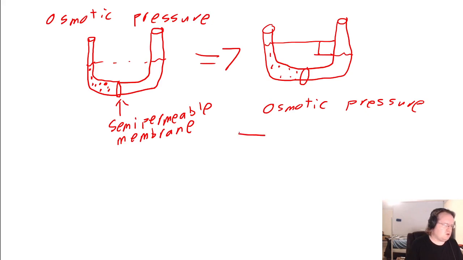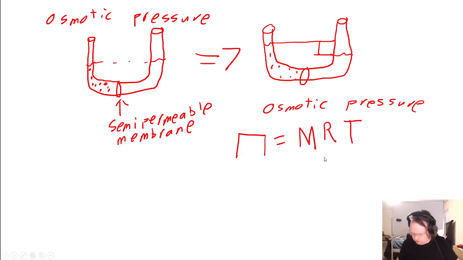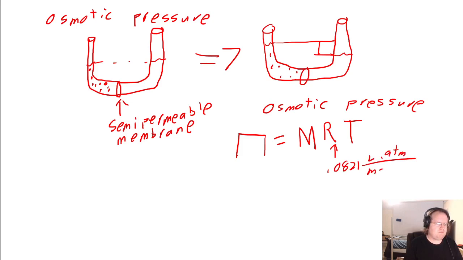Now the way we draw this equation is we use this symbol here. It looks like pi equals molarity times our universal gas constant, R, times temperature. In terms of units, since we're working with pressure in atmospheres, for R we're going to use 0.0821 liters times atmospheres per mole Kelvin. So now that I've said a bunch, let's look at a problem.